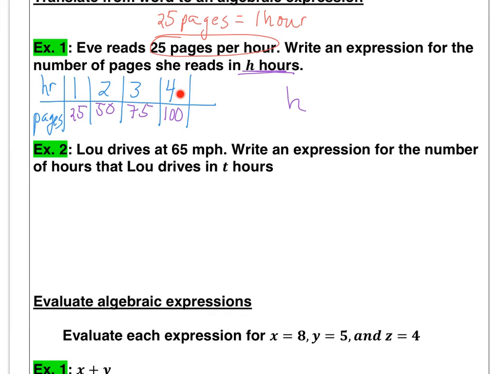So does that work for 4 hours? Is 4 times 25 100? Yes. So whatever my H is, if I multiply H by 25, then I'm going to get the value that I want. So my answer, my expression, is going to be 25 times h.